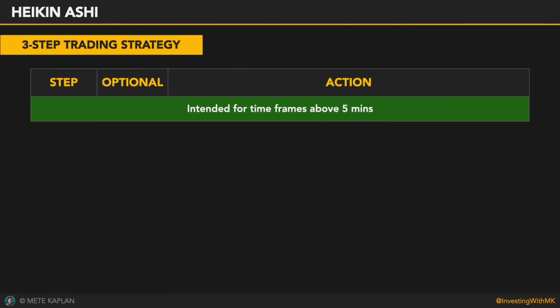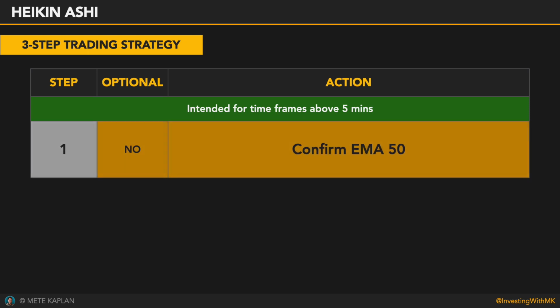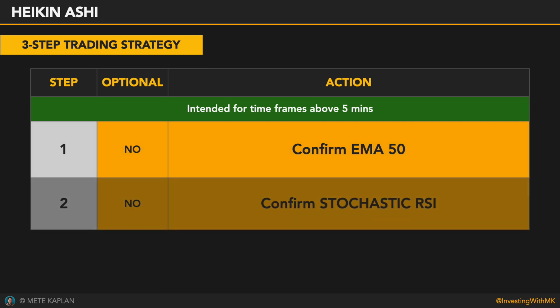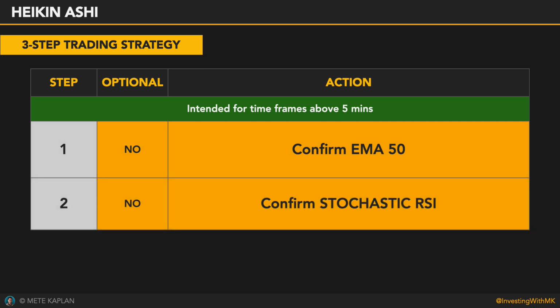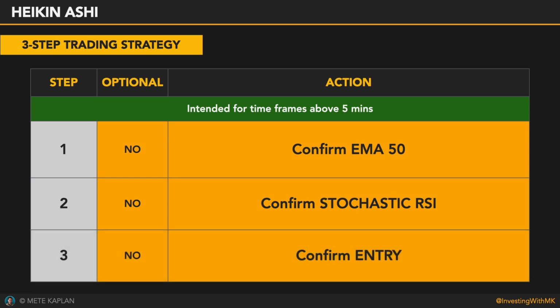Let's learn a profitable Heikin Ashi strategy step by step. Step 1. Confirm price with EMA 50. I need the price to be above EMA 50. Step 2. Confirm stochastic RSI. I need stochastic RSI to be below 50 and a recent crossover. Step 3. Confirm entry. As the last step, I'll teach you when to enter. Okay, let's continue with examples.